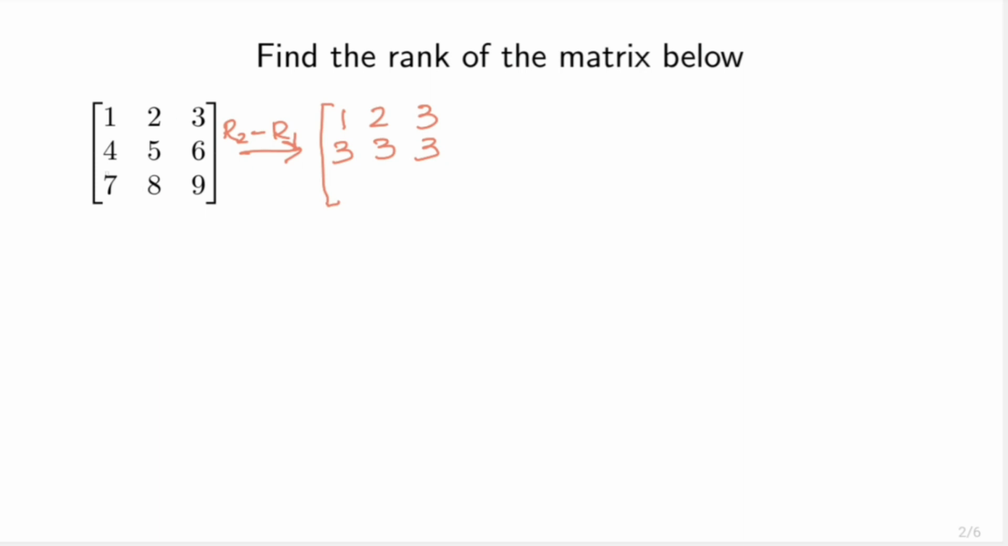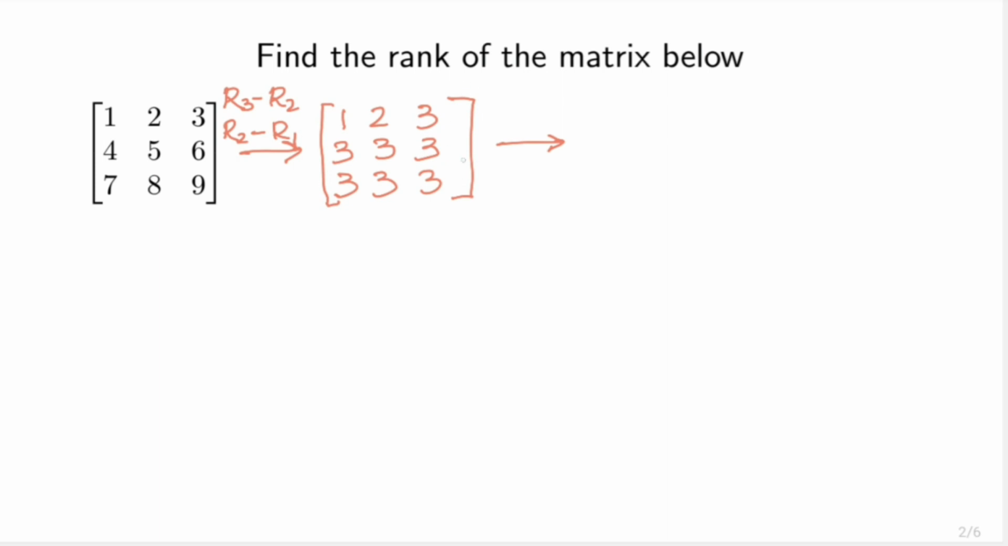Now we want to do, instead of doing R3 minus some multiple of R1, R3 minus R2. Let's see what that gives us. That gives us 7 minus 4, that's 3. Then we have 8 minus 5, that's also 3. And then 9 minus 6, that's another 3. So this is sort of a clever way of going about it. I know it's not necessarily obvious, so we can do it the traditional way. Maybe we'll try that also and see if that gives us the same result.